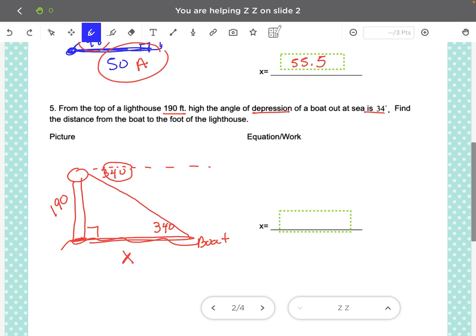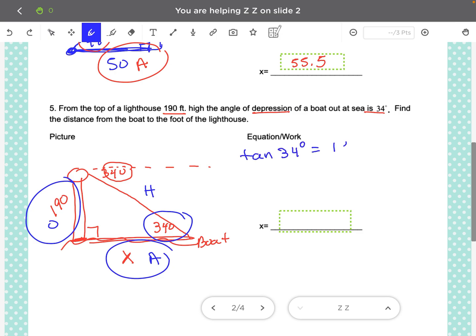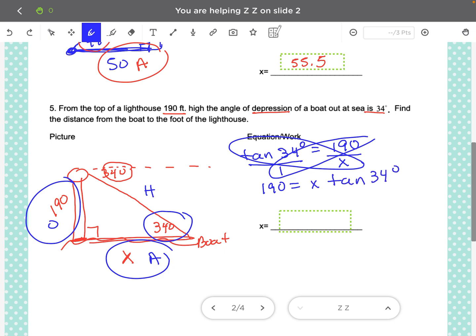Once you have your picture, let's label our sides. This is my H, there's my O, there's my A, but I want to use the number and the X, so I'm going to use tangent. So tangent of 34 degrees is opposite, which is 190 over X. Let's put a 1 on the bottom, let's cross multiply. So that's 190. This is X, tangent of 34 degrees. Notice X is not by itself, so I will have to divide. And type that into your calculator and type in what you get from this answer.